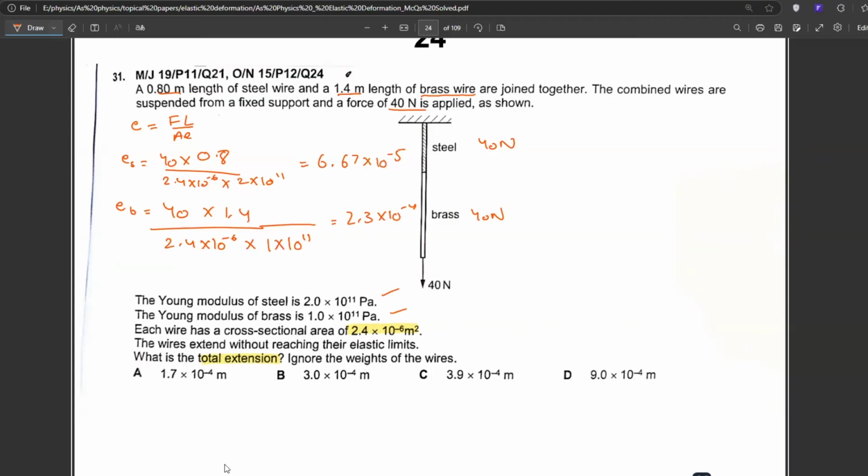Add this with 6.67 into 10 raised to the power of minus 5. What does your total extension come out to be? 3 into 10 raised to the power of minus 4. If you check in the marking scheme, the answer is B. Perfect. We are going on the right track.